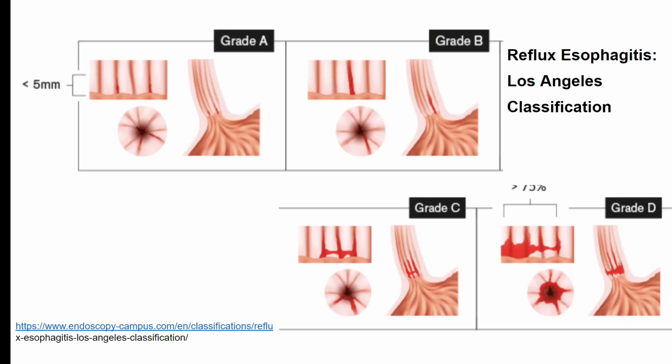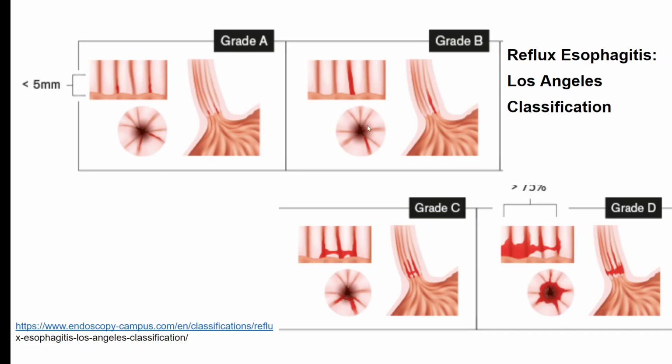Hence, a bit more detail about gastroesophageal reflux esophagitis. Reflux esophagitis is classified as grade A to D by the Los Angeles classification. The definition is that when you have reflux mucosal changes within 5 millimeters of the gastroesophageal junction, and the number of these striae is very few, less than 3, then it's grade 1.